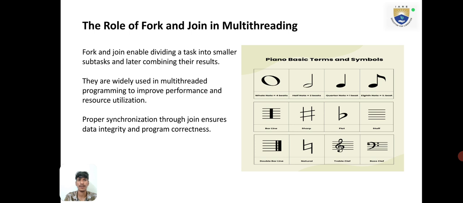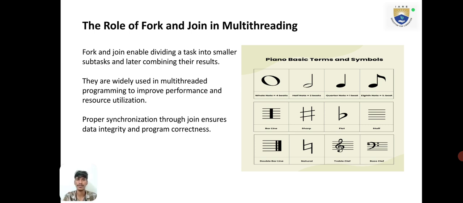The role of fork and join in multi-threading. Fork and join enable dividing a task into smaller subtasks and later combining the results. If you have a large task, it is divided into smaller subtasks with the help of fork and join, and by getting all the results of the small tasks, we arrive at the result of the large task.